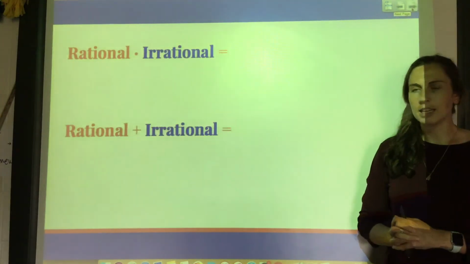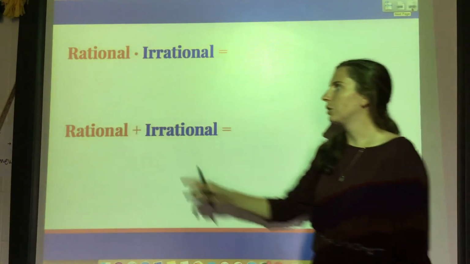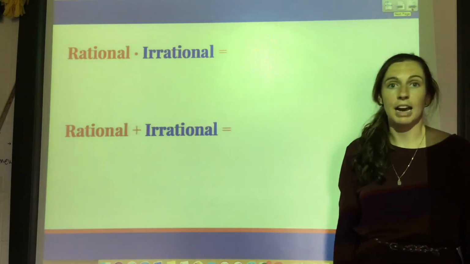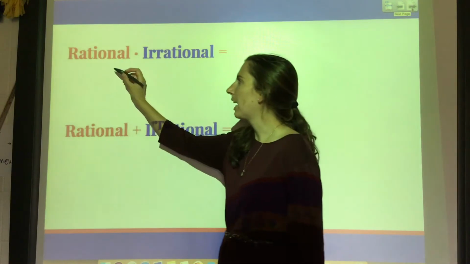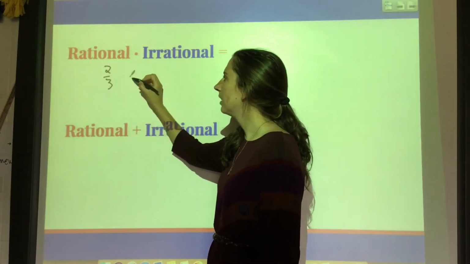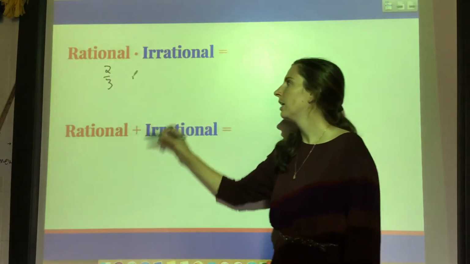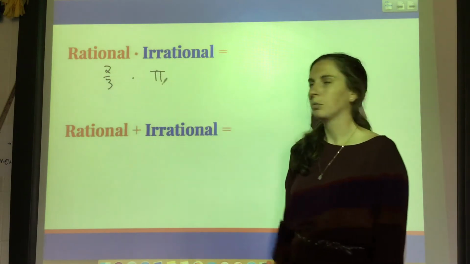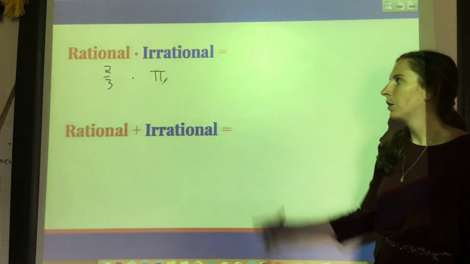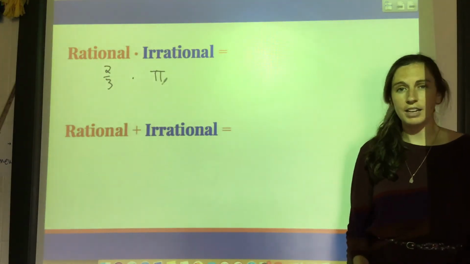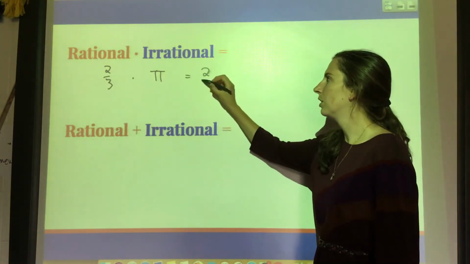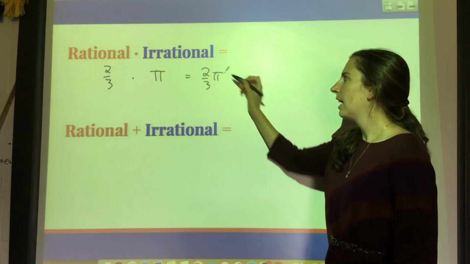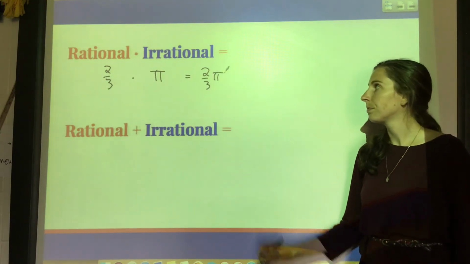What happens if we mix it up? So like if I do a rational number times an irrational, what would happen? For example, if I did 2/3, which is a rational number, times pi, which is an irrational number, what would I get out? And you can try it in your calculator and see, 2/3 pi is just 2/3 pi, and that is irrational.